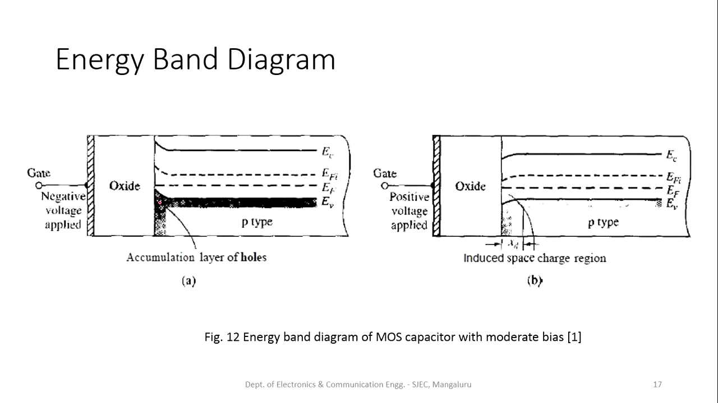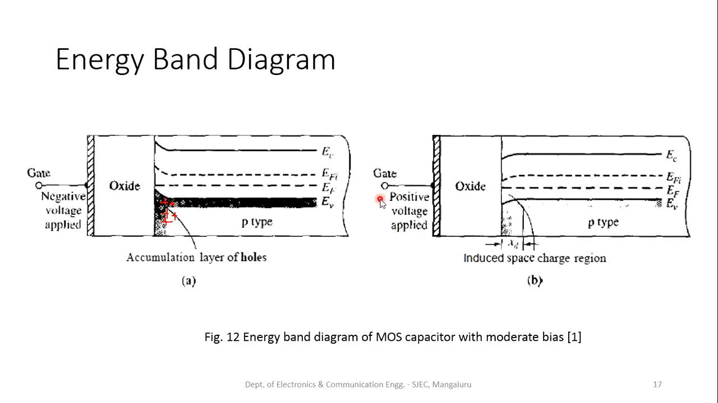So, under this oxide layer, positive charges accumulate since the gate terminal is connected to the negative side of the battery. The positive charges are attracted towards the gate terminal, and accumulate under the oxide layer. Now consider the case when a positive voltage is applied to the gate terminal.